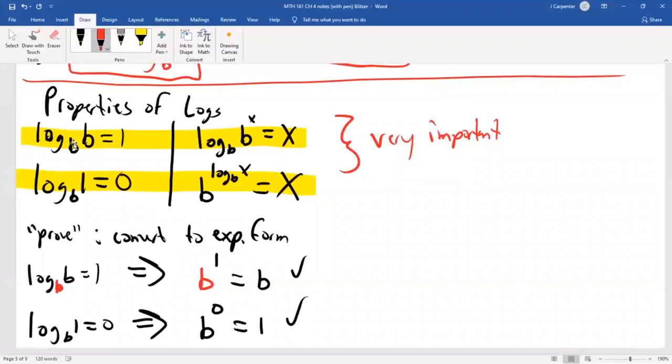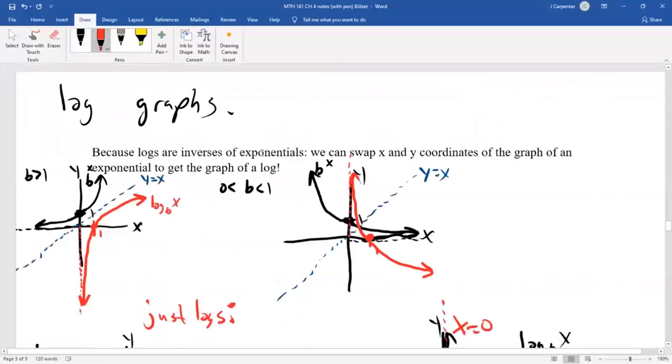If you need to write out the special cases separately, you can, but these 4 take care of everything, so I think that's good enough. But you've just got to remember, if the base matches the inside, the answer is 1. If the inside's a 1, the answer is 0. If you've got logs of exponentials or exponentials of logs, if you can make the bases match, or if they already match, the answer is the exponent or the inside of the log, whichever the case is.